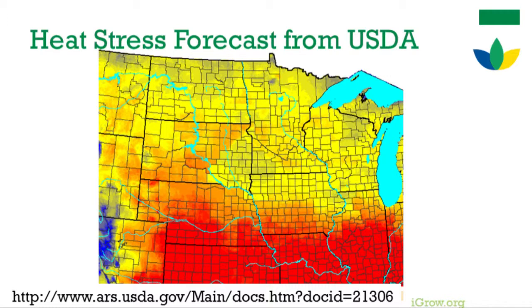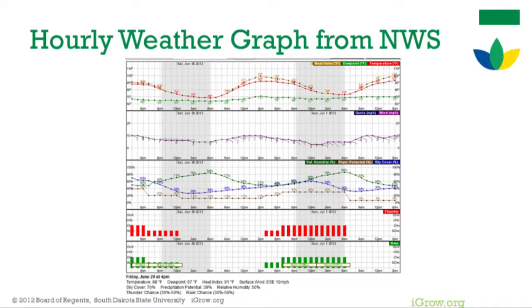Another tool that we can use is the hourly weather graph from the National Weather Service. And this graph can show weather conditions by the hour for 48 hours at a time. And the image that you see here is one example of what that looks like. You can see how temperature goes up and down from day to night. You can also view wind speed and wind direction and relative humidity all on the same graph. And this is found at your National Weather Service website at weather.gov.